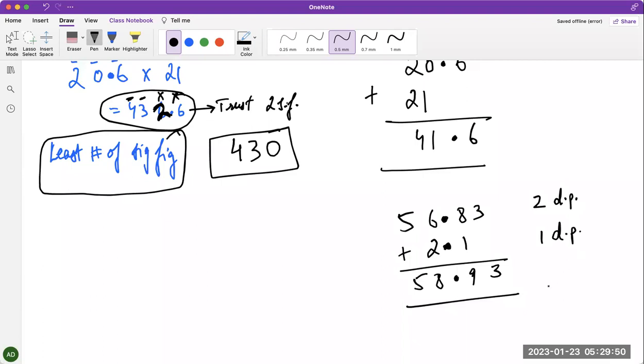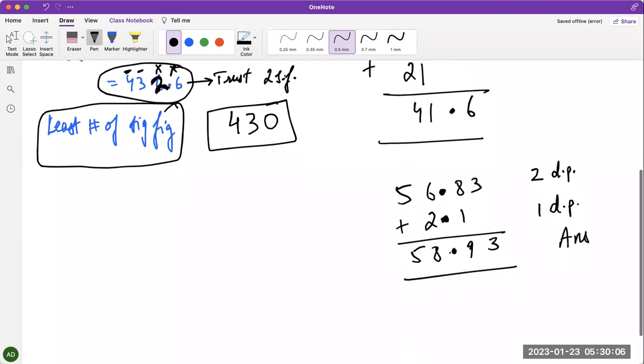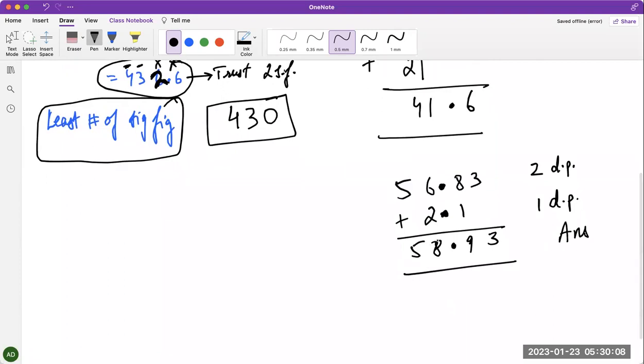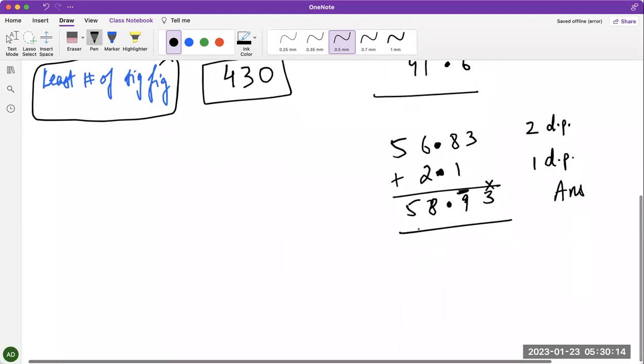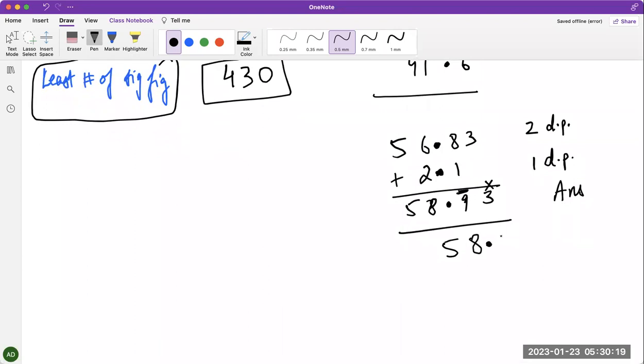So the idea is that you go by the least number of decimal places. The least number is 1. So in your answer, you can only keep the least number of decimal places, which means you can only keep 1 decimal place. So in the answer, 58.93, you can only keep 1 decimal place. You have to get rid of the second one. So guys, 58.93 just simply needs to be rounded off to 58.9, and that will be the answer.